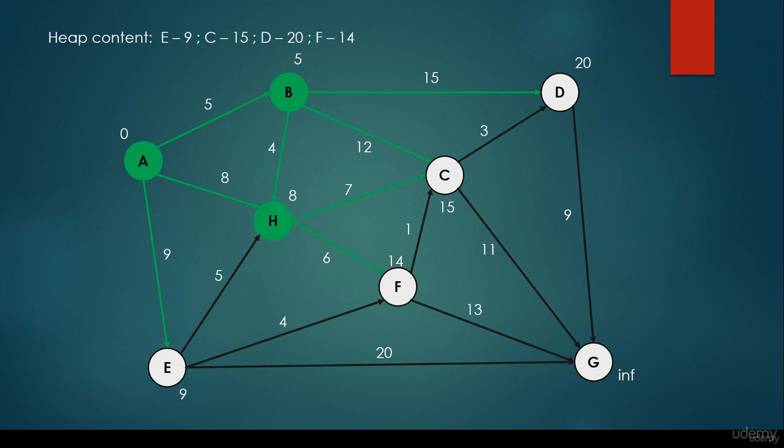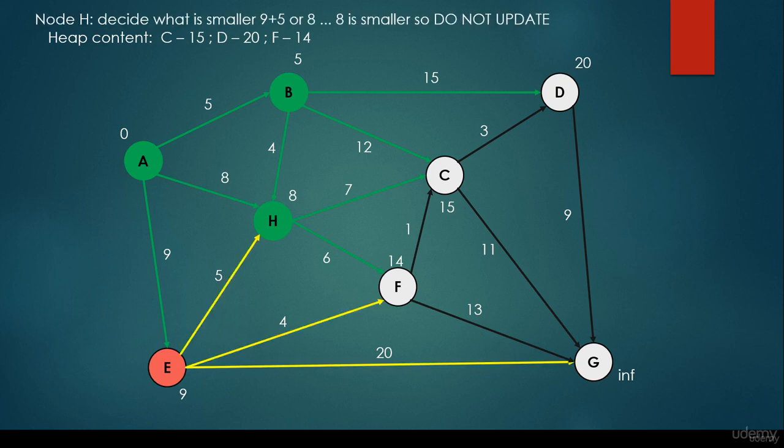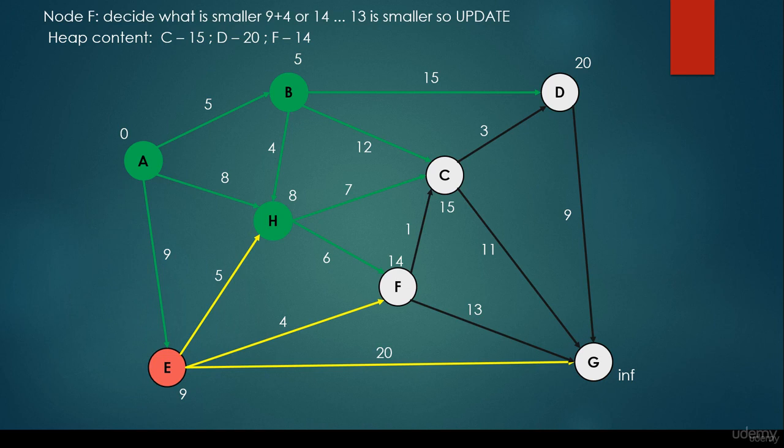Okay, then the heap content will be D, C, F and E. E is the smallest one, so we keep visiting it and consider all of its neighbors. And we pose the same question: what's smaller when we visit the node H? 9 plus 5, which is 14, or 8? Of course 8 is smaller, so it's good. What does it mean? It means that the shortest path so far from A to H is going directly from A to H. We don't have to visit E first and then go from E to H, because it would take more cost.